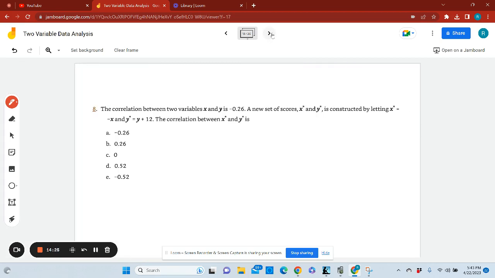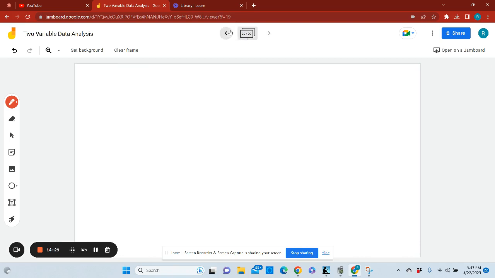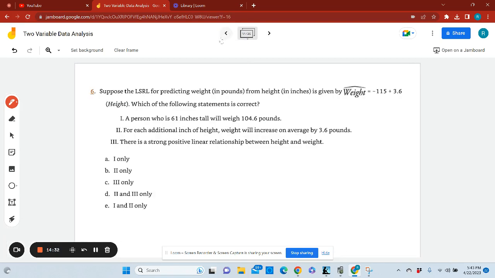So we got 1, 2, 3 questions left. There's nothing on the last slide. Not bad. All right, so here we go. This one says, suppose the least squares regression line for predicting weight in pounds from height in inches is given by weight hat, notice there's a hat on the weight because it's a prediction, is equal to negative 115 plus 3.6 times the height. Which of the following statements is correct?